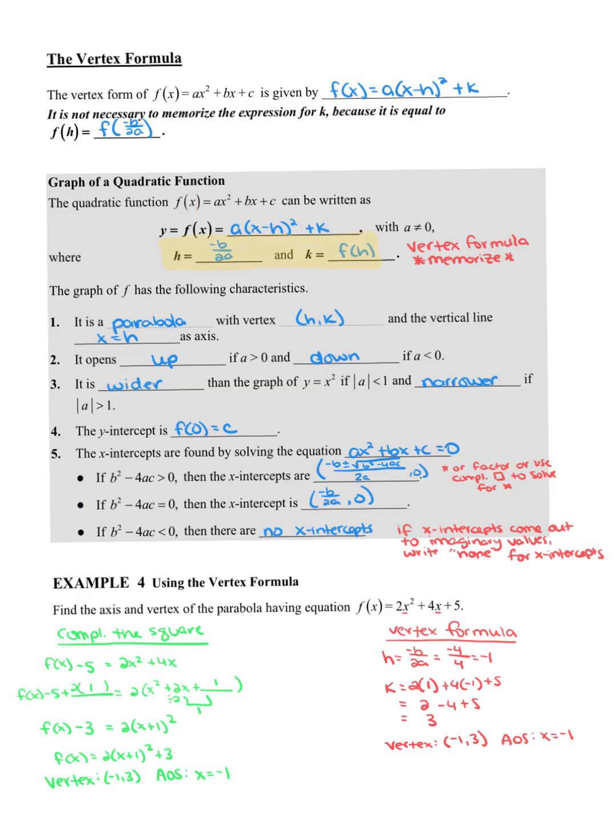So the vertex formula comes in handy when we're doing application problems and a is like negative 16, and we don't want to factor out a negative 16 to complete the square. So depending on what the equation given is and what you're asked to do, you can use whichever one's easier.